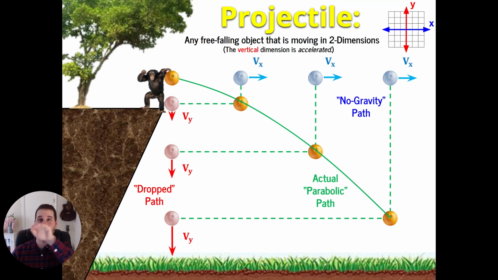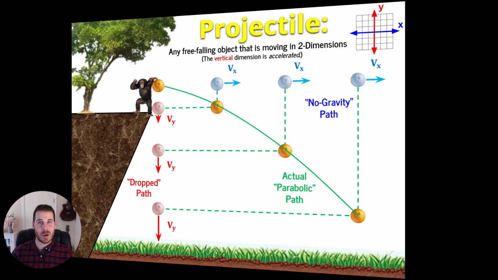So this is what causes the arc when an object is thrown or thrust into the air. It's because it's traveling along at a pretty constant velocity in one direction, and then in the other direction, it's actually speeding up. It's not traveling at a constant velocity. So when you combine those two types of motion, you get this arc pattern. And that's a pretty good introduction to a projectile.